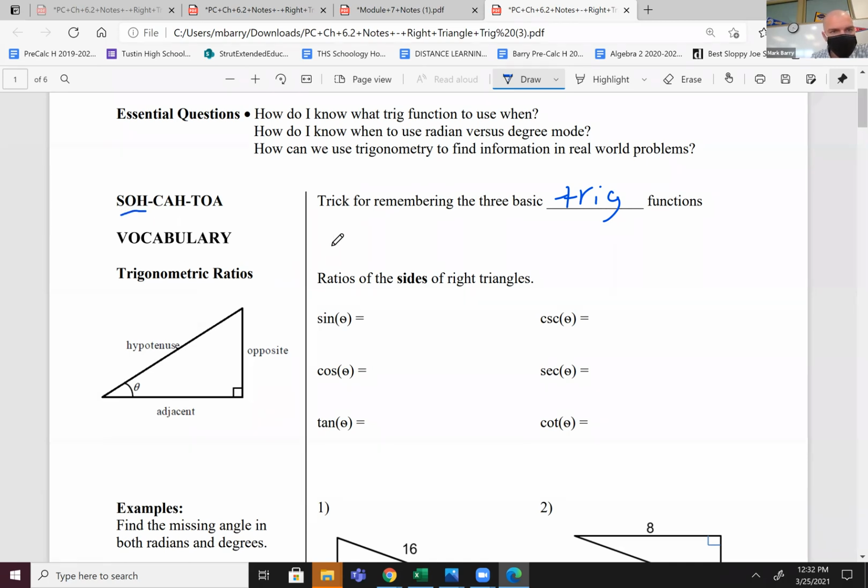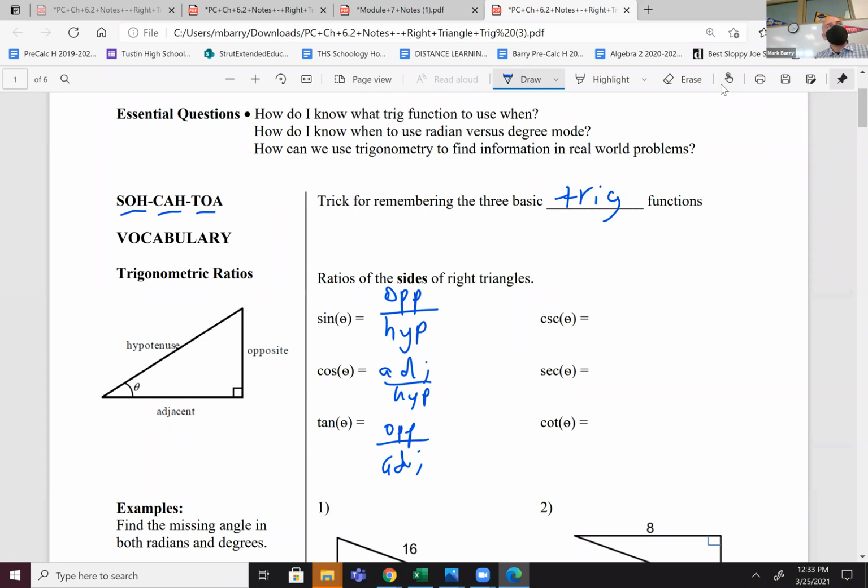So SOH stands for sine equals opposite over hypotenuse. CAH is cosine equals adjacent over hypotenuse. And then TOA is tangent equals opposite over adjacent, okay?